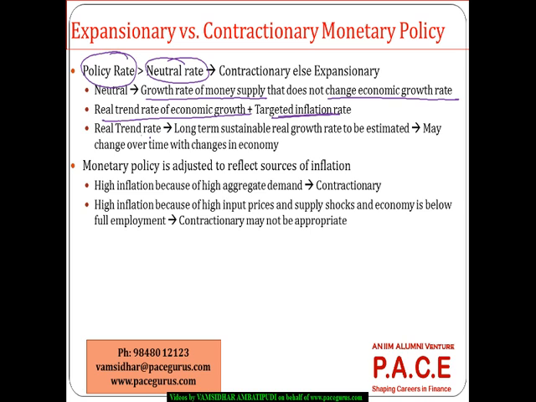And whenever we are talking of the real trend rate, it is the long term sustainable growth rate, which is not observed directly. It has to be estimated from the data, and it can keep changing over time. But whenever we say that the policy rate is above the neutral rate, we call that a contractionary policy. Otherwise we can treat it as an expansionary policy.